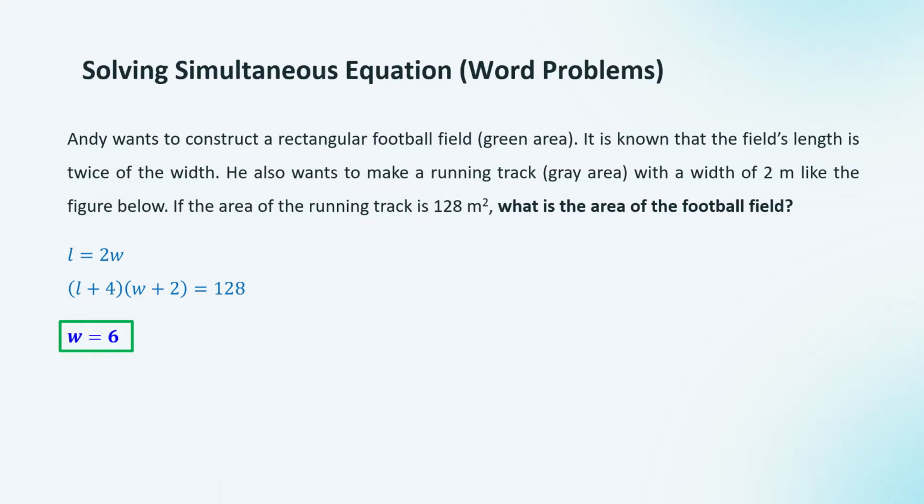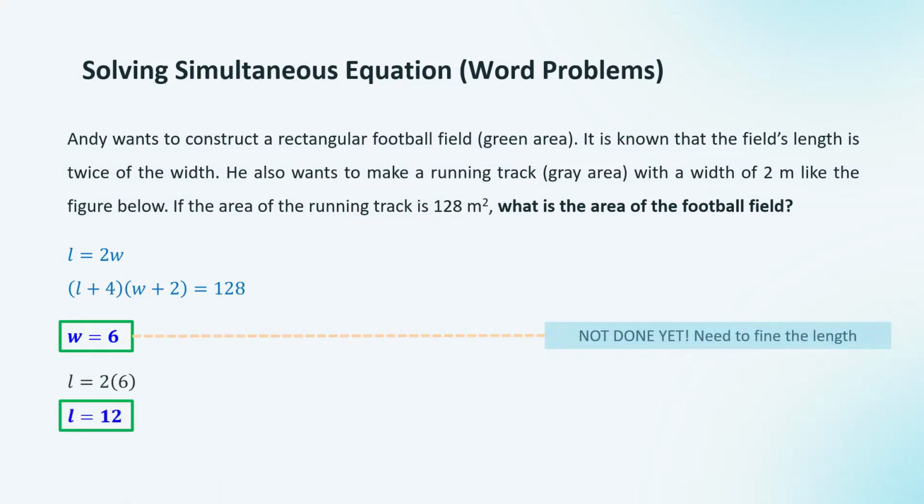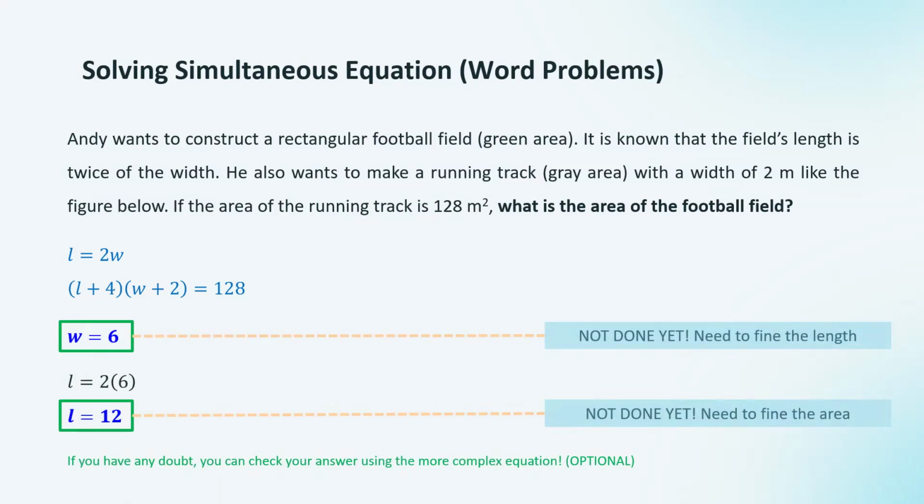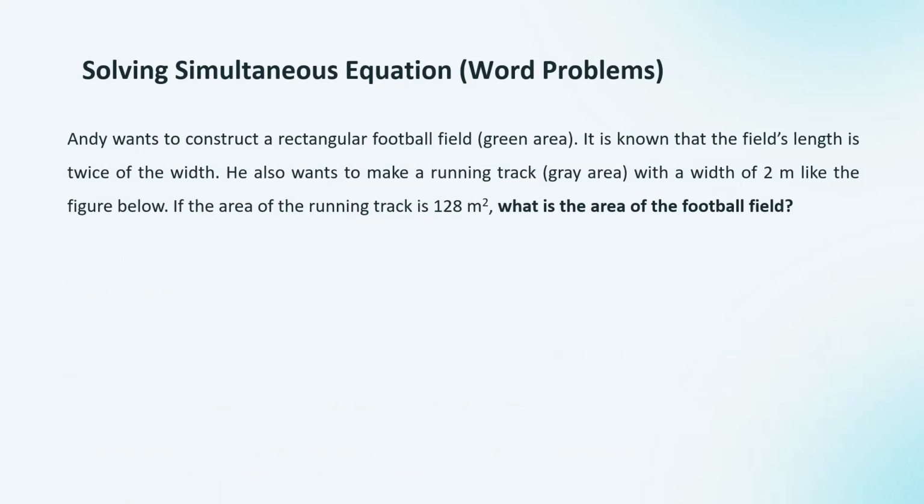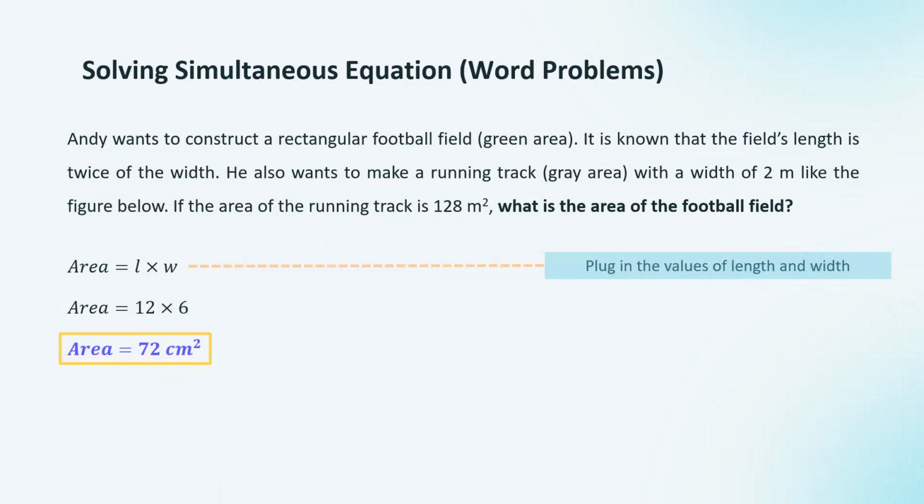After finding the width, we need to remember that we need to find the length. To find the length, we can just use the first equation. So L is equal to 12. And we are also not done yet because we need to find the area of the football field. Again, if you have any doubt, you can try to check the answers first using the more complex equation. Again, it's optional. To find the area, we just have to use the formula, which is length times width, and then plug in the values of the length and width. It's going to be 72 meters squared. Yeah, this one is a typo. So the area of the football field is 72 meters squared, not centimeters, yeah?